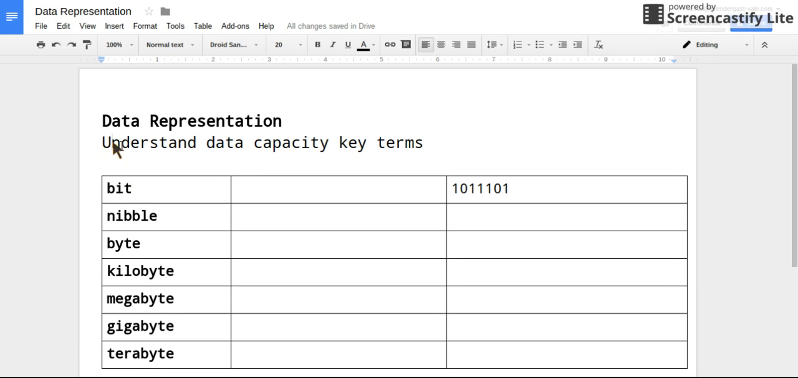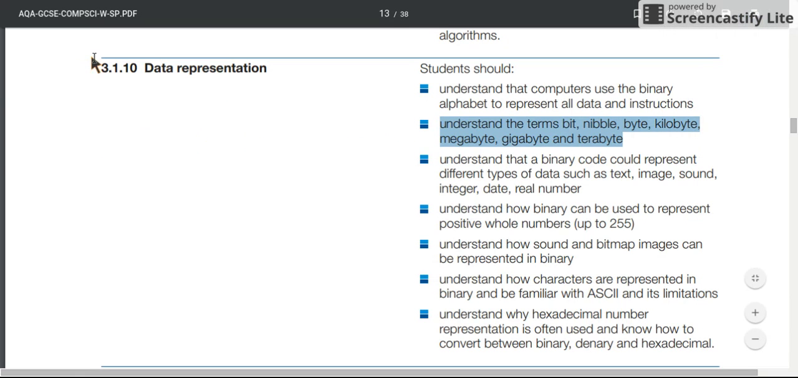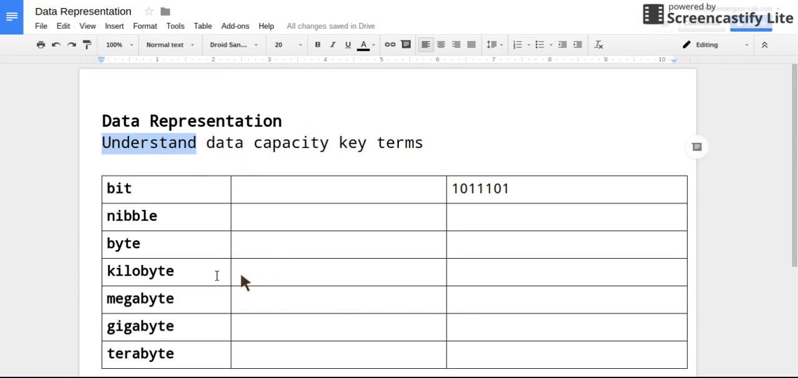This is the first video on the topic of data representation, and what we're aiming to do is to be able to understand data capacity key terms. And this is targeting 3.1.10 of the AQA GCSE Computer Science specification. And it's this bit: understand the terms bit, nibble, byte, kilobyte, megabyte, gigabyte, and terabyte. Okay, so these are all words that can refer to the amount of data stored in a computer.